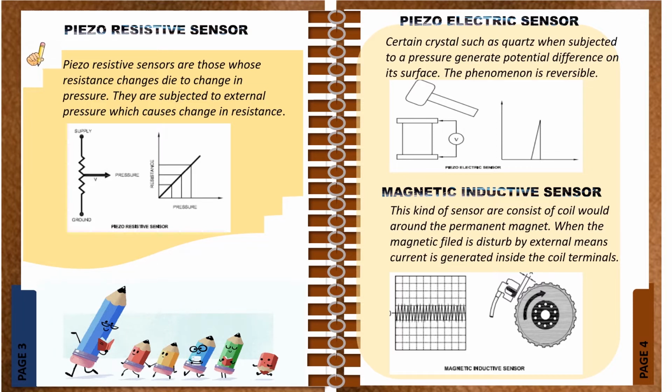This kind of sensor consists of a coil wound around a permanent magnet. When the magnetic field is disturbed by external means, current is generated inside the coil terminals.